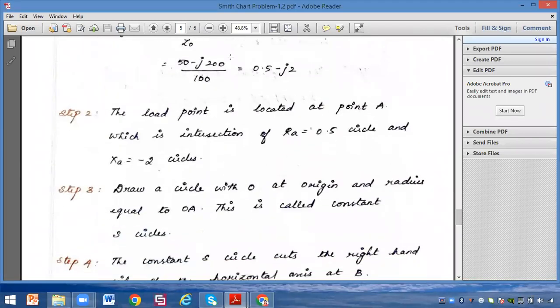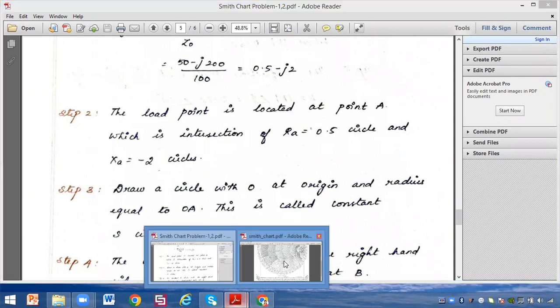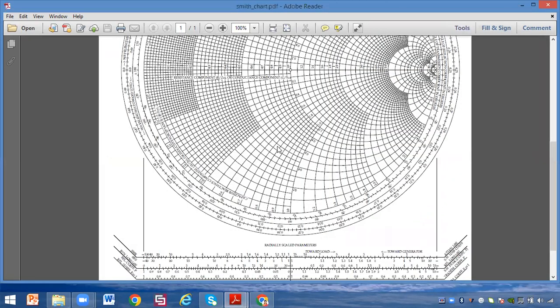Once you find the normalized load impedance, we have to plot it in the Smith chart, where RA is equal to 0.5 and XA is equal to minus 2. If XA is equal to minus 2, we have to plot below the real axis. That means we have to plot below the real axis, right? So here 0.5 is at this point.